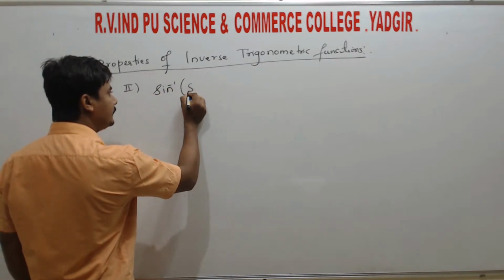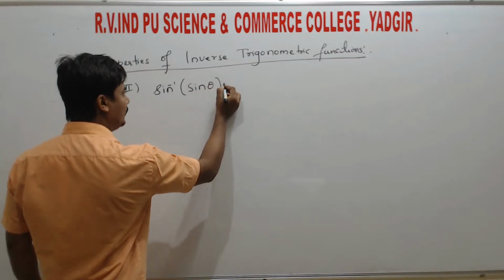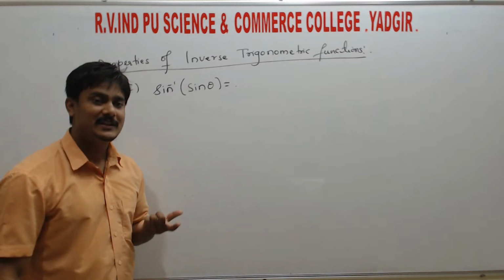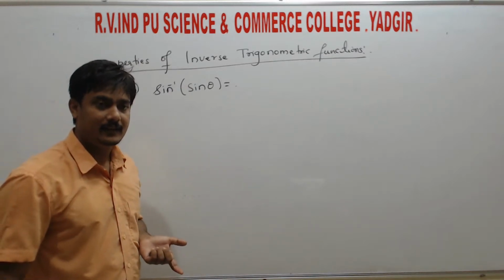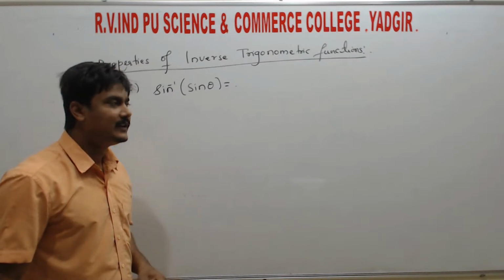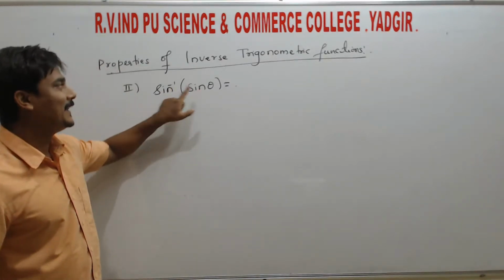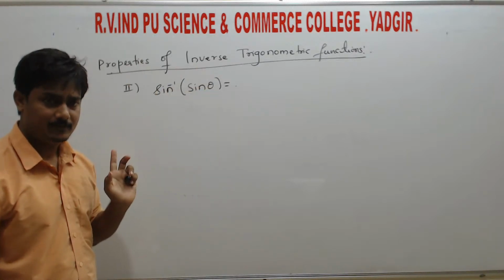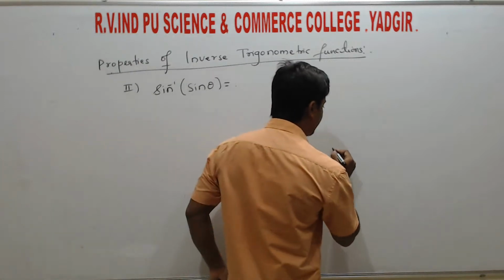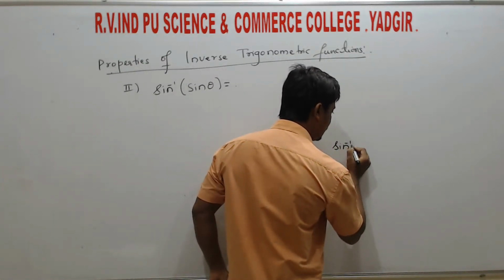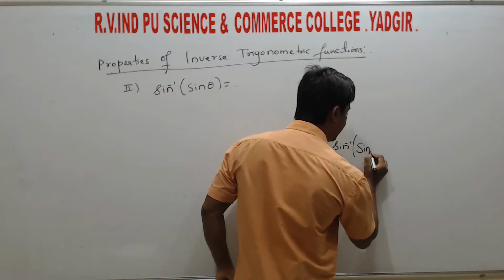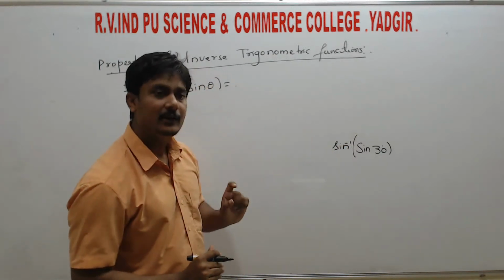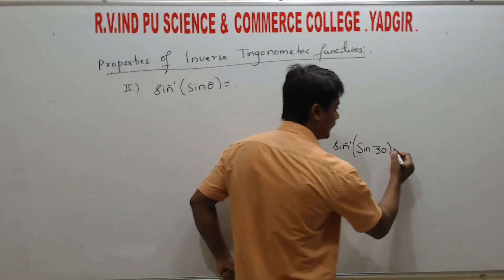Sine inverse of sine theta is equal to what? As we followed the logic in the last 6 properties under Roman number 1, the same logic we will apply here. Sine inverse and sine cancel, so directly we get what? Theta as the value. This is how we will remember. Okay, so we will take one example to understand it. Sine inverse of sine 30 degree. I have asked you to find its value. Let us see what we get.